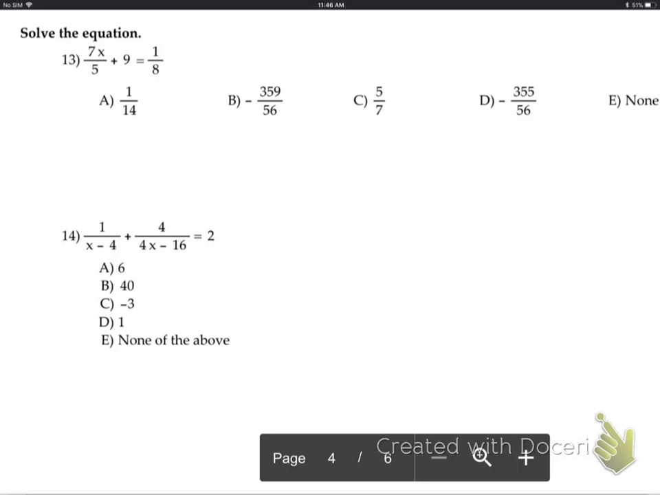All right, 7x over 5 plus 9 equals 1/8. So now we have an equal sign. See how things have changed a little bit? Now we're talking equal sign. All right, so let me write this one out for us. So 7x over 5 plus 9 equals 1/8.